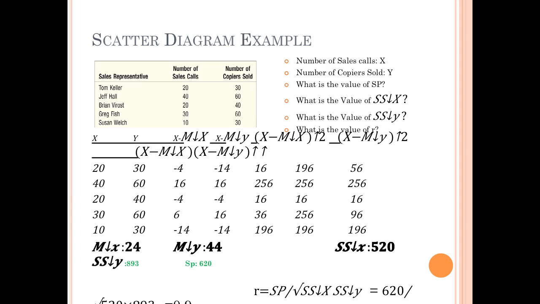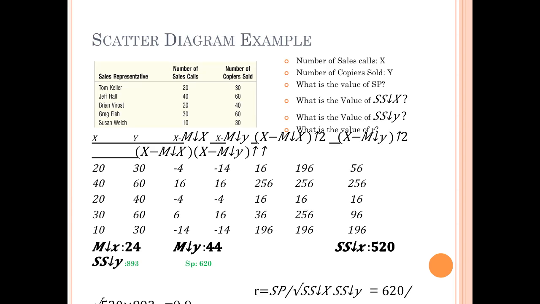Then you subtract the mean of X from each one of your X scores, right? So 20 minus 24, 40 minus 24, 20 minus 24, 30 minus 24. You do the same thing for Y. You subtract the mean of Y from all of your scores for Y. That gives you these two columns. And these are deviations, just like if you were calculating a standard deviation, it's the same thing. They're deviation scores.